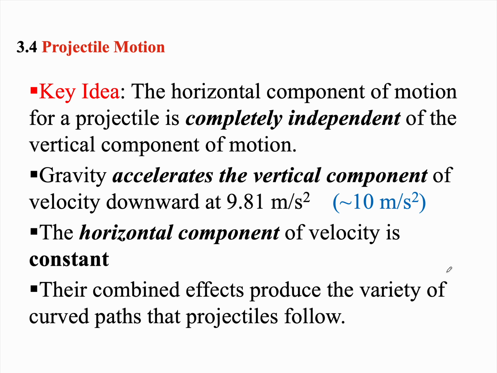So here are the big ideas. The horizontal component, or part, of the projectile's motion is completely independent of the vertical component, so you can treat them as separately as you want. Component just means part. Gravity accelerates the vertical component of the velocity downward at 9.81 meters per second squared, or about, remember, we always make it negative 10 meters per second squared. And the horizontal component of velocity is constant. It does not change because gravity only acts vertically. Their combined effect produces the variety of curved paths that projectiles follow.